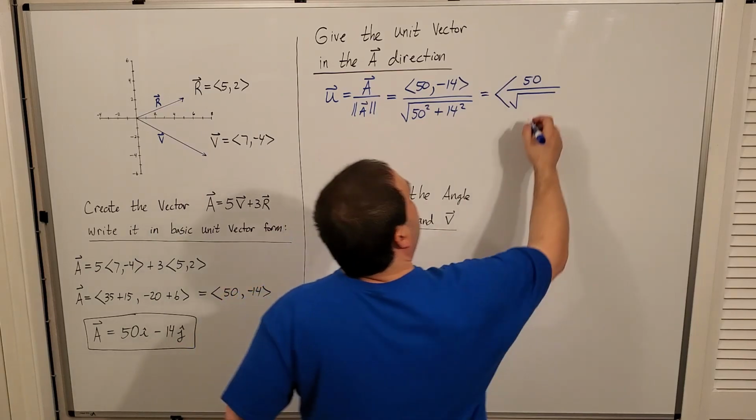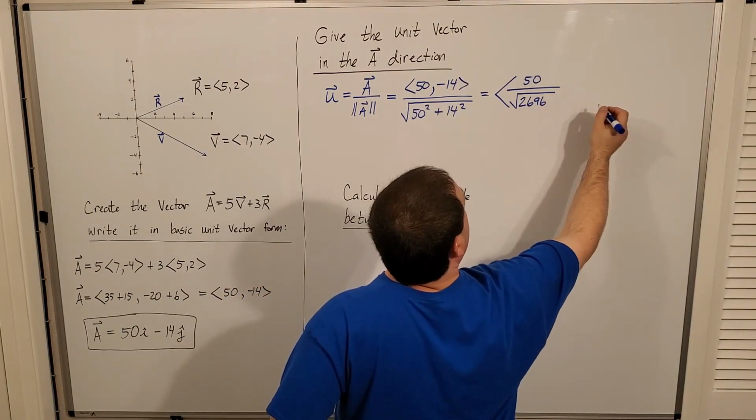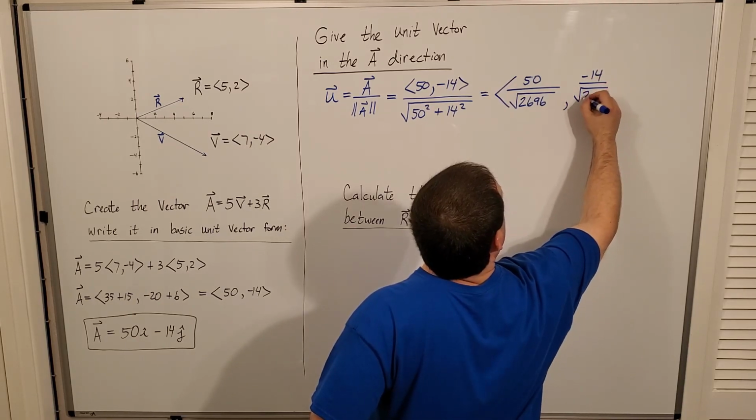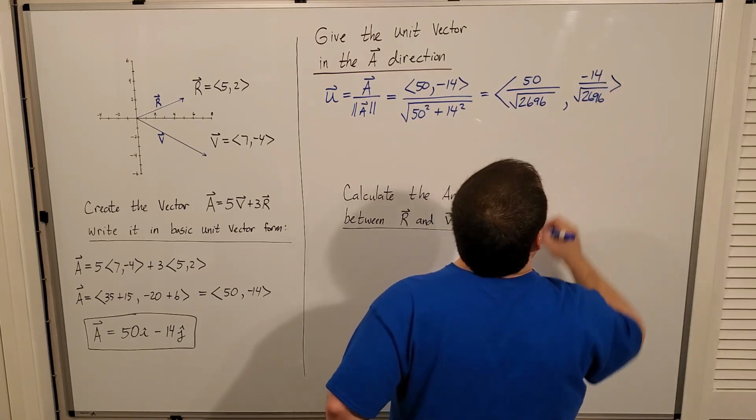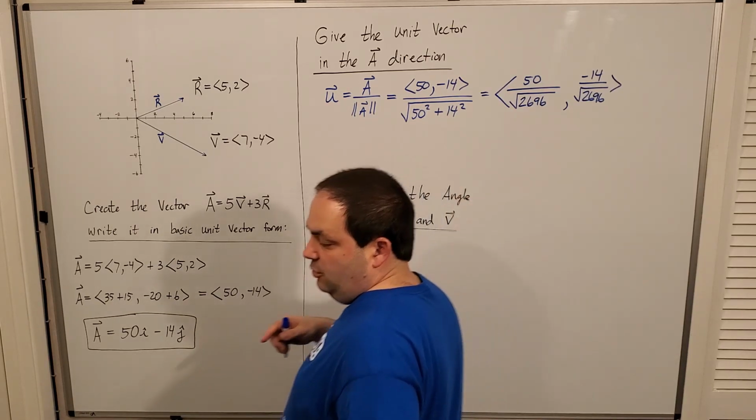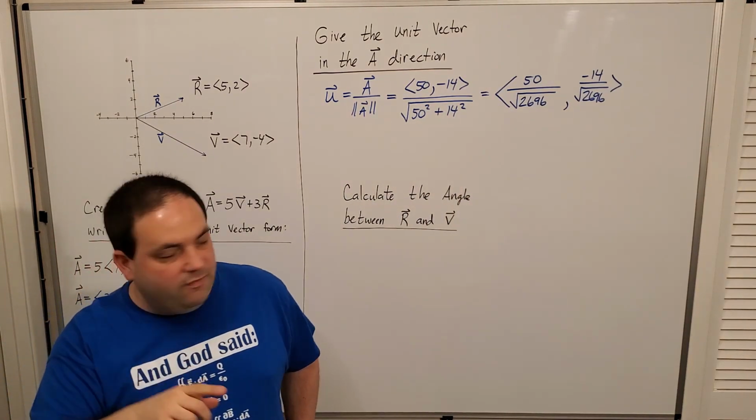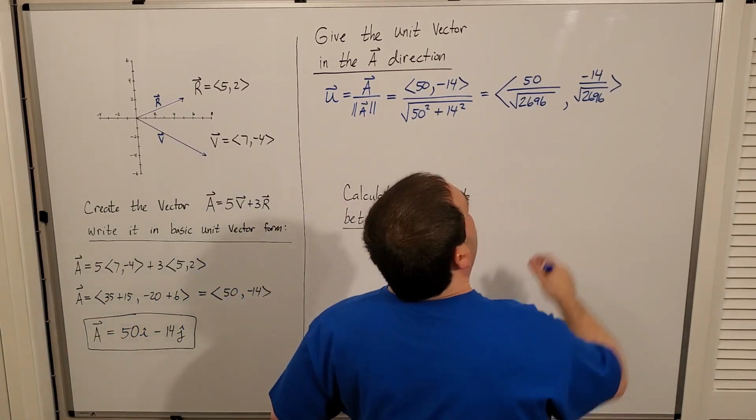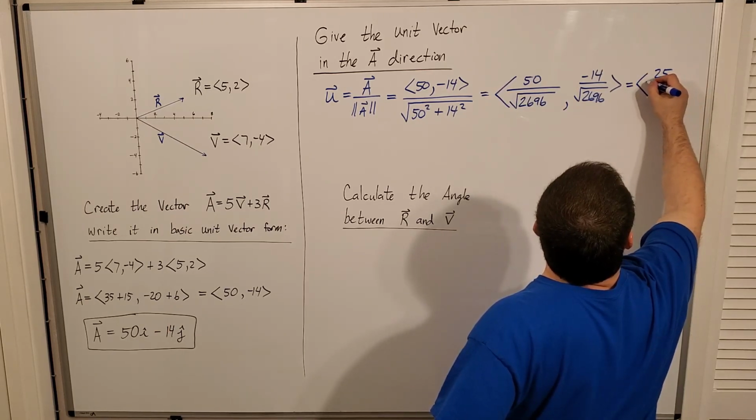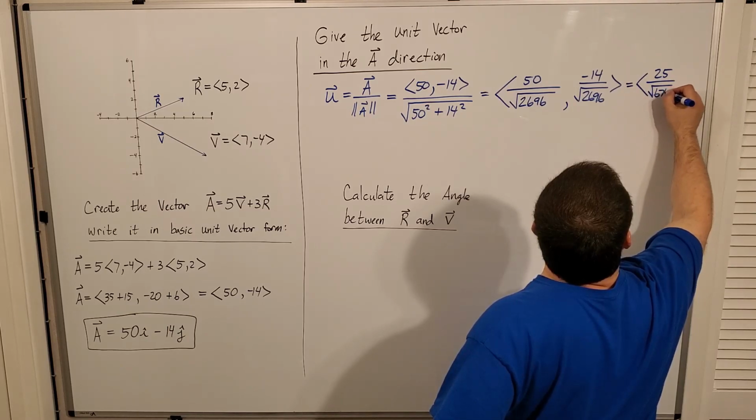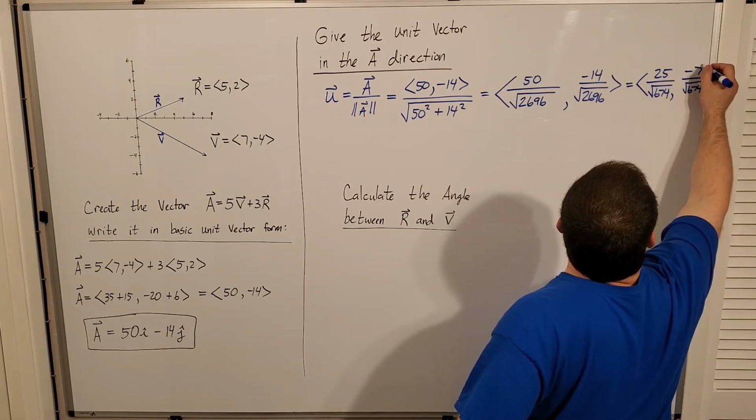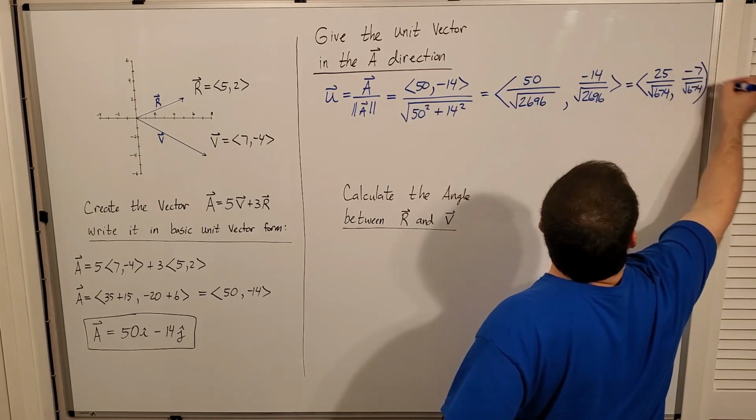Okay, so then what I get is the vector 50 over the square root of 2,696, comma, negative 14 over the square root of 2,696. The square root can be simplified. You can take out a 4. 2,696 divided by 4 is 674. So then we finally get the vector 25 over square root 674 and negative 7 over square root 674. Of course, from there, should be pointy right there.